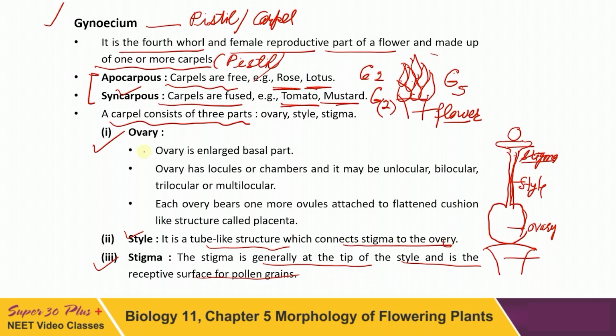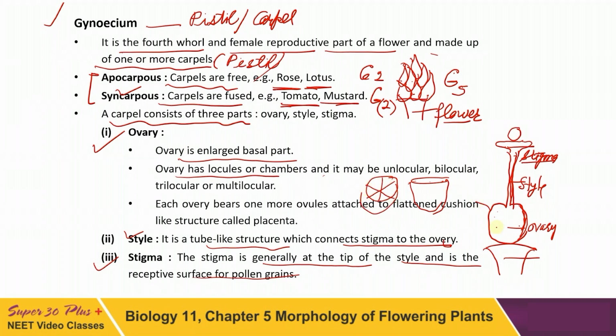And what is ovary? You are seeing here, this is the enlarged basal part, the ovary. Ovary has locules or chambers. That is, inside this ovary the chambers are there. If I had opened this ovary like this, you can see it is having chambers. Number of chambers: in case of papaya, you have seen there is only one chamber, so that will be known as unilocular. But in case of lemon, you have seen that the same ovary is having more than one chamber.